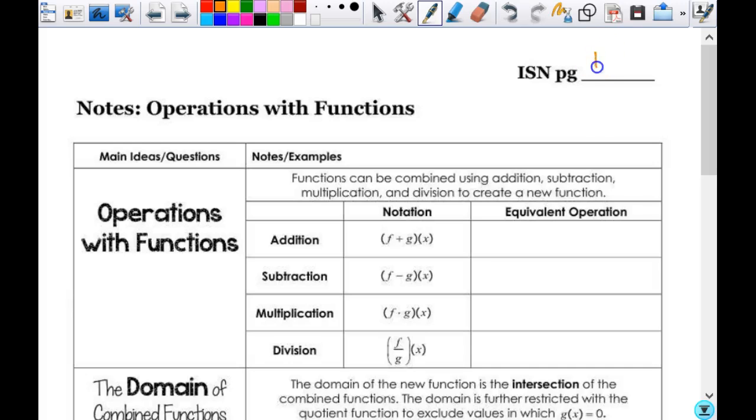Okay, this is going on page 40. No, yes? Shoot, I already forgot. Yes, 40. All right, going on page 40 when we're done. Operations with functions. Okay? Oh, bless you. Goodness.